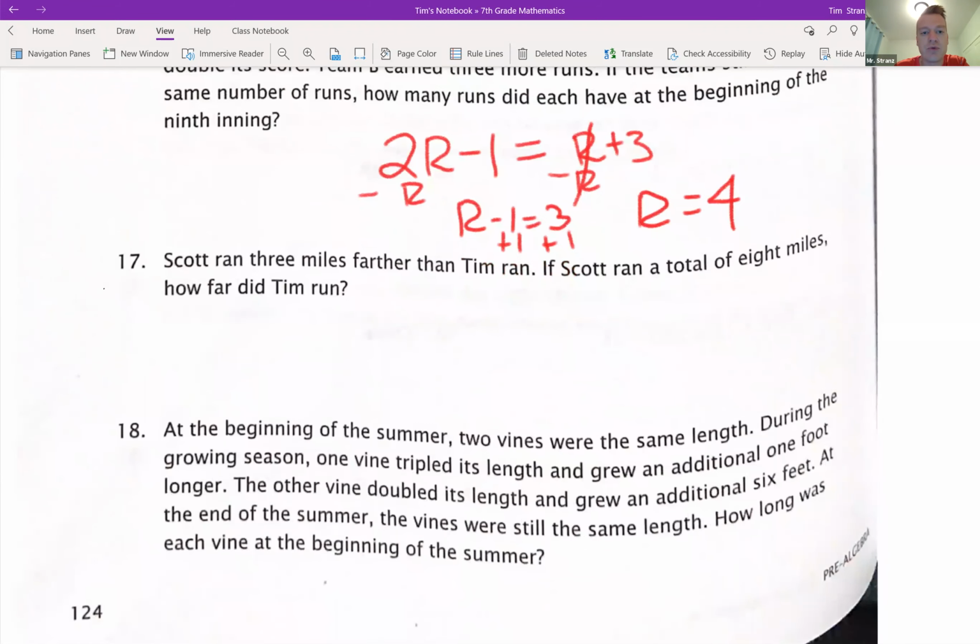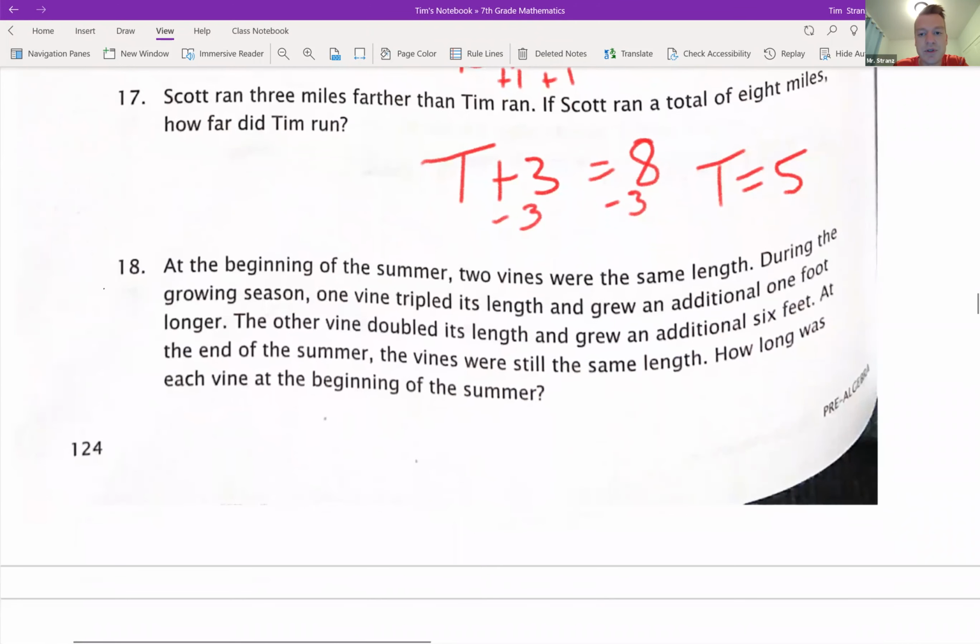Scott ran 3 miles farther than Tim. So Tim plus 3 equals Scott. If Scott ran a total of 8, obviously Tim's going to run 5. If we subtract 3 from both sides, T equals 5. These are pretty simple.